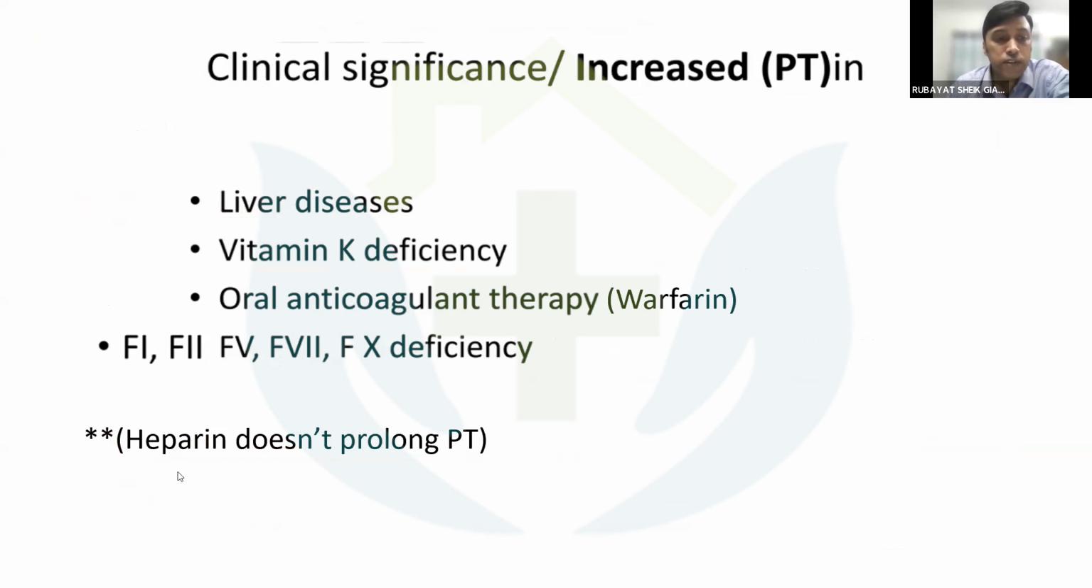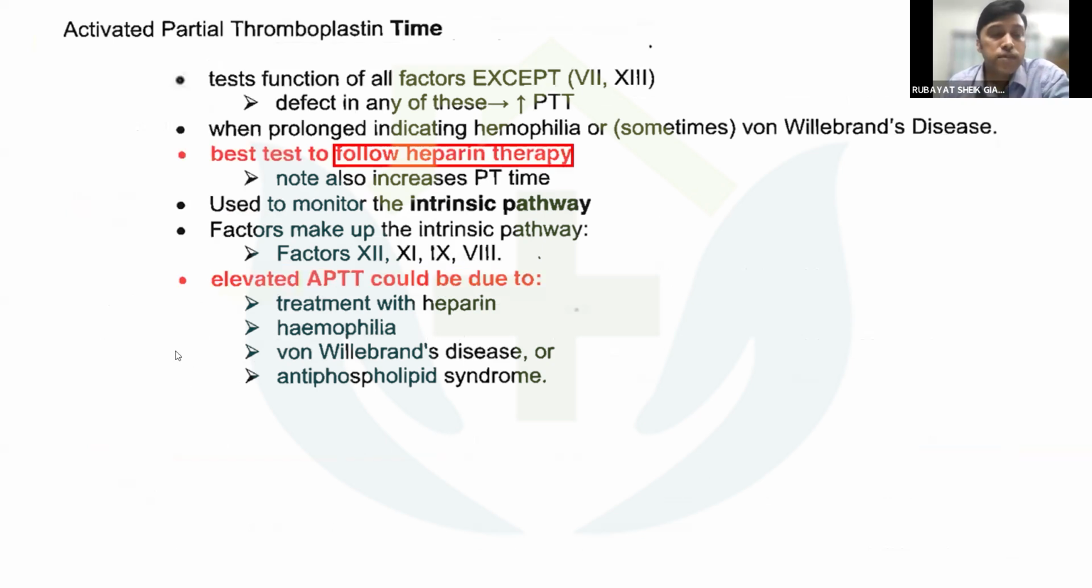We know about heparin. Heparin does not affect prothrombin time because it acts through the intrinsic pathway. So what about the activated partial thromboplastin time? Where is it used commonly? It is used commonly in 3 conditions. Basically, as I said, following heparin therapy, we monitor the APTT, and to diagnose coagulation disorders like hemophilia and von Willebrand's disease. As we know, these are diseases due to deficiency of factor 8, which we saw is involved in the intrinsic pathway. So APTT is used to monitor treatment with heparin and to diagnose diseases like hemophilia and von Willebrand disease. So this is the important use.